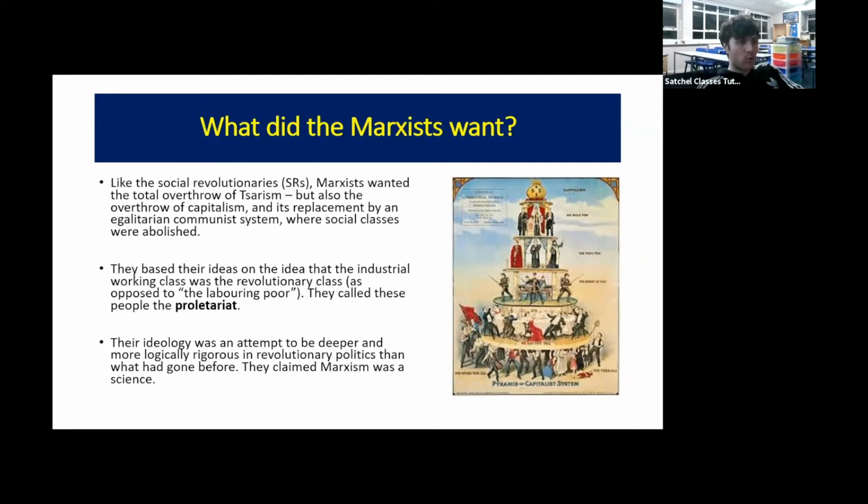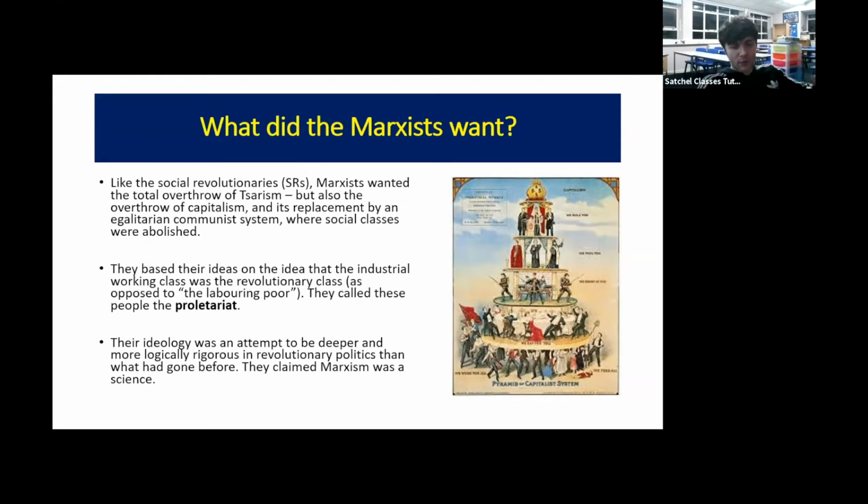Now, carrying on with what they wanted, like the social revolutionaries who we've looked at in a previous lesson, the Marxists wanted to overthrow Tsarism, but they didn't want to stop there. We know, don't we, from that image that we've just looked at, Lenin cleanses the earth of filth, they wanted much more than just getting rid of the Tsar. They wanted to totally overthrow capitalism and replace it with an egalitarian, that means equal, communist system where there are no social classes anymore. All social classes have been abolished. So it's not just making workers a bit richer and the rich a bit poorer.